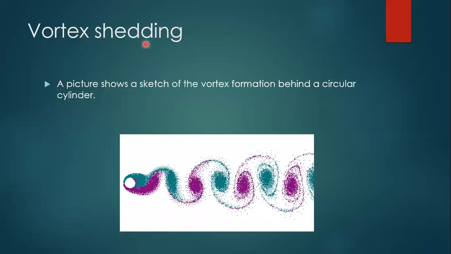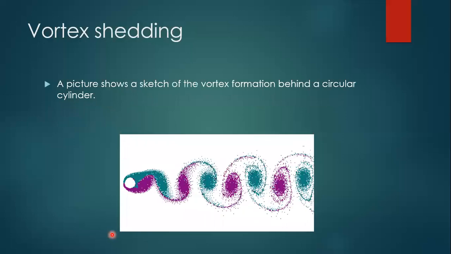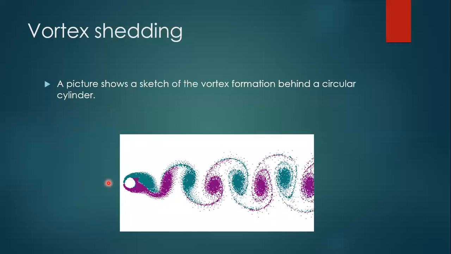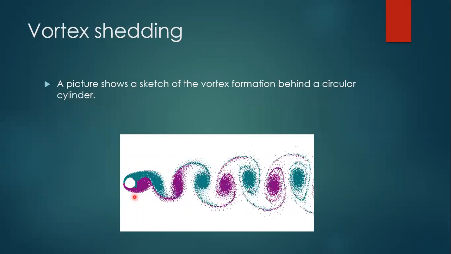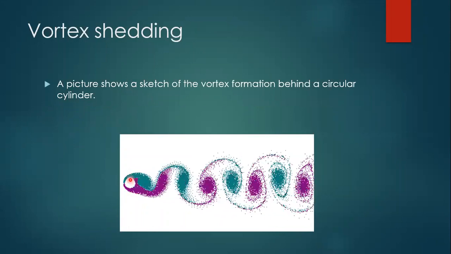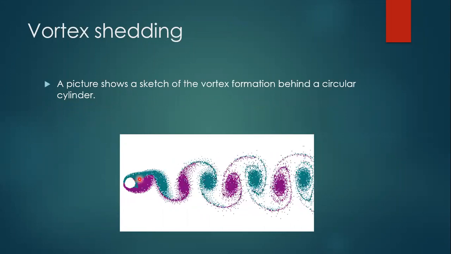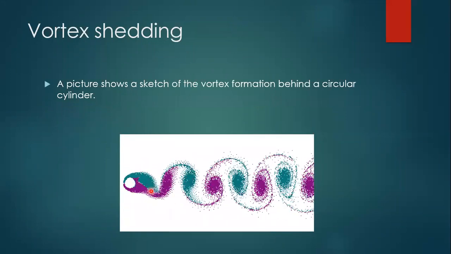So what is vortex jetting? As we can see from the picture below, when a fluid flows past the cylinder, vortices are shed continuously at each end of this circular boundary. This effect is called vortex shedding.